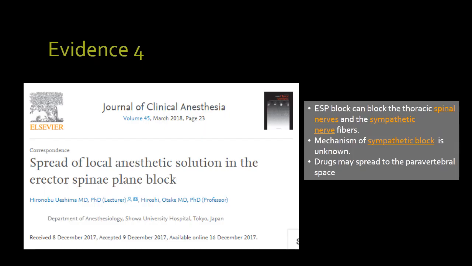Evidence number 4. Tsui and Hiroshi did a study of spread of local drugs in erector spinae block and found it can block the thoracic spinal nerves and the sympathetic nerve fibers. The mechanism of sympathetic block is unknown. Drugs may spread to the paravertebral space.